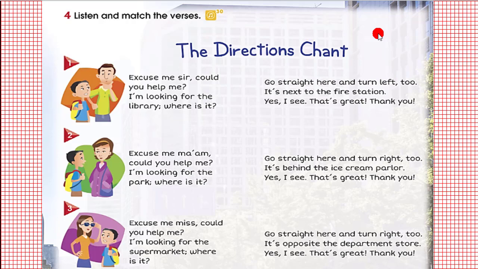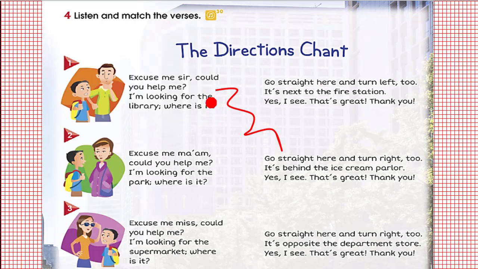Okay, so we are going to check together. So that we have here the direction chant. So you listen, right? You listen to it very well. So what happened, for example, in the first paragraph? En el primer párrafo, ¿cuál crees que es su otra mitad, según lo que escuchaste? Yeah, that's right. So we have, excuse me, sir, could you help me? I'm looking for the library. Where is it? Yeah, that is the correct match.